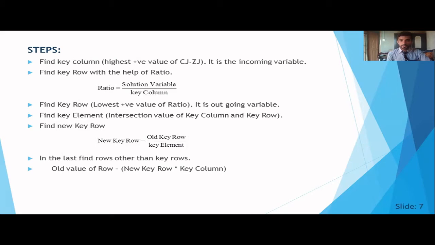Find the new key row, equal to the old key row divided by the key element. Last, find the rows other than the key row: old value of row minus new key row multiplied by key column.